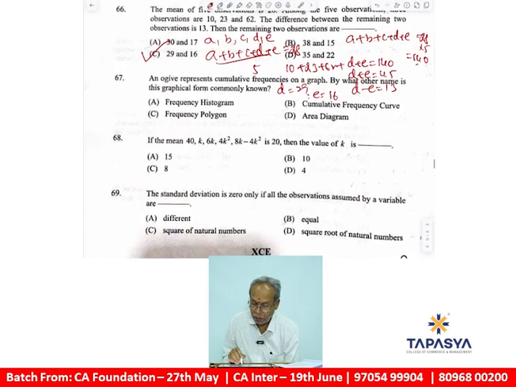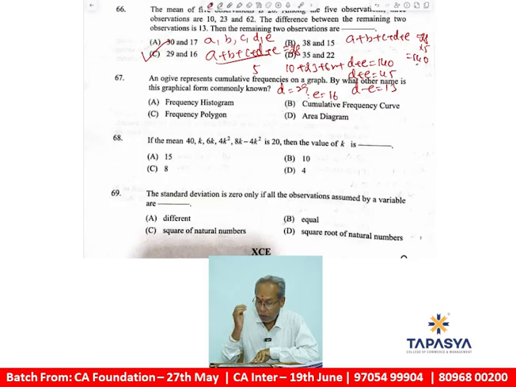An ogive curve represents cumulative frequencies on a graph. By what other name is this graphical form commonly known? The alternative name for the cumulative frequency graph is the cumulative frequency curve. It cannot be histogram, polygon or area diagram.